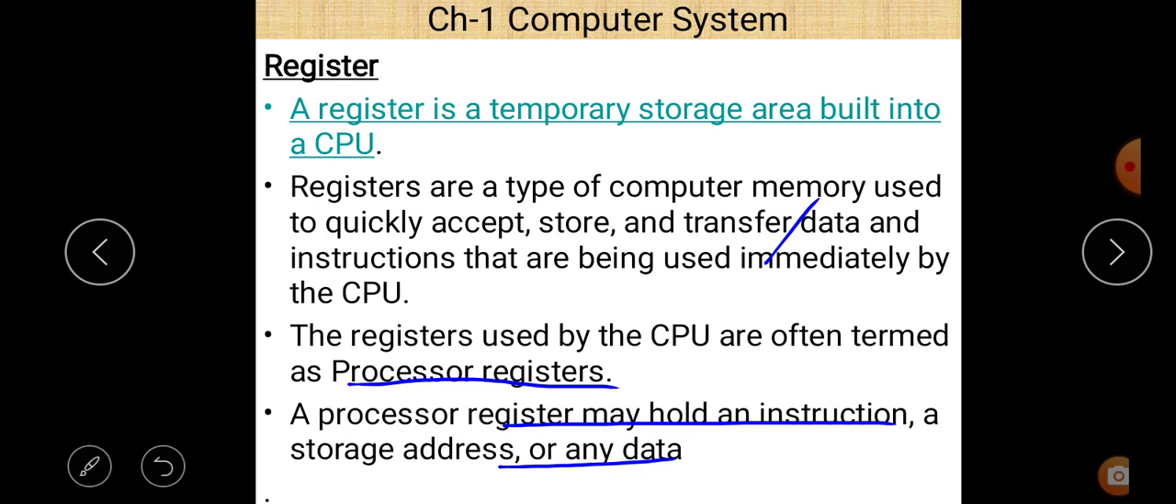So you can say that, first of all, a register is the smallest memory. Second, a register is a part of the CPU. Third, a register accepts, stores, and transfers data and instructions that are being used immediately by the CPU. And registers are also called processor registers.